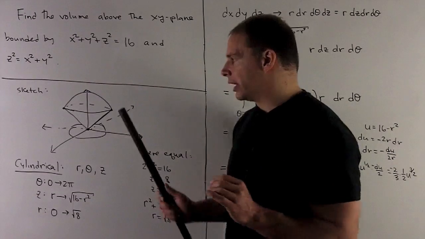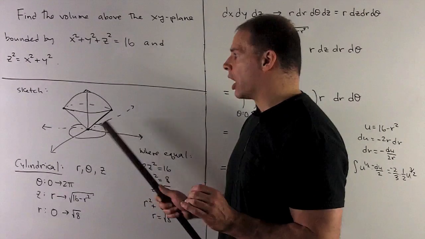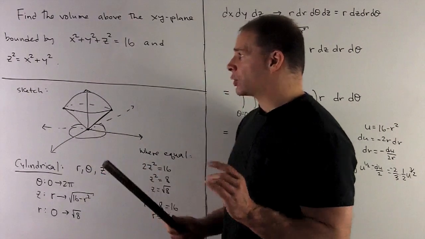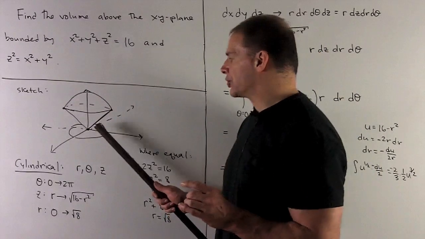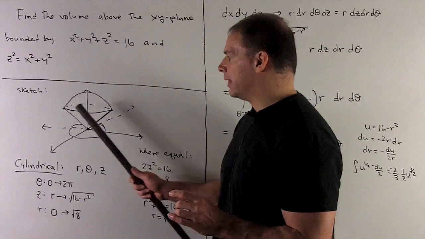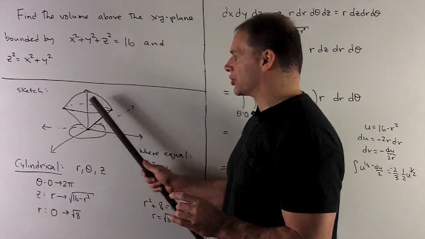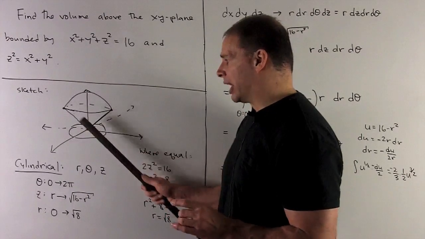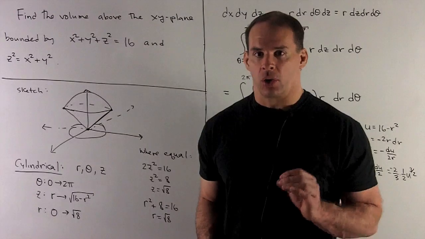So I draw in my sphere, radius 4, centered at the origin, and then our cone, z squared equals x squared plus y squared, is just going to be a cone facing up. And then we notice they're going to intersect at this circle here, and then what we have looks like an ice cream cone. Suppose we integrate in cylindrical coordinates.